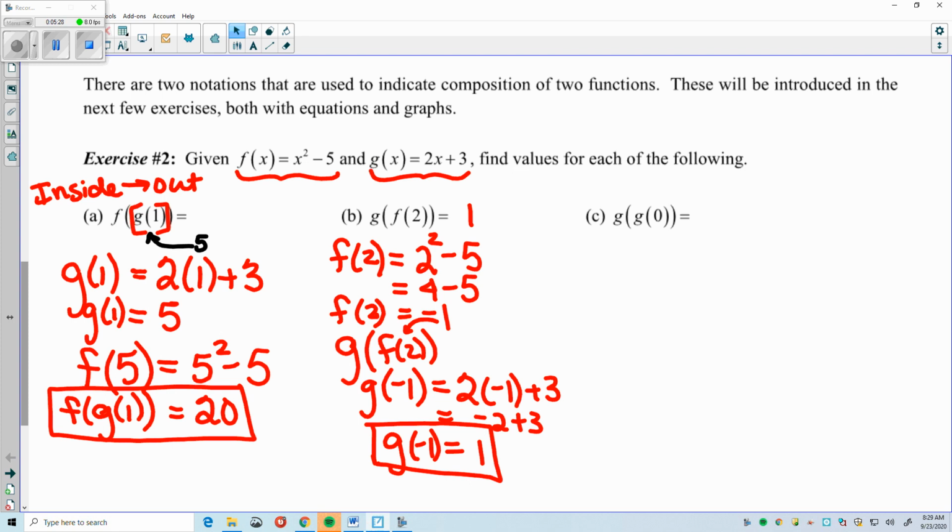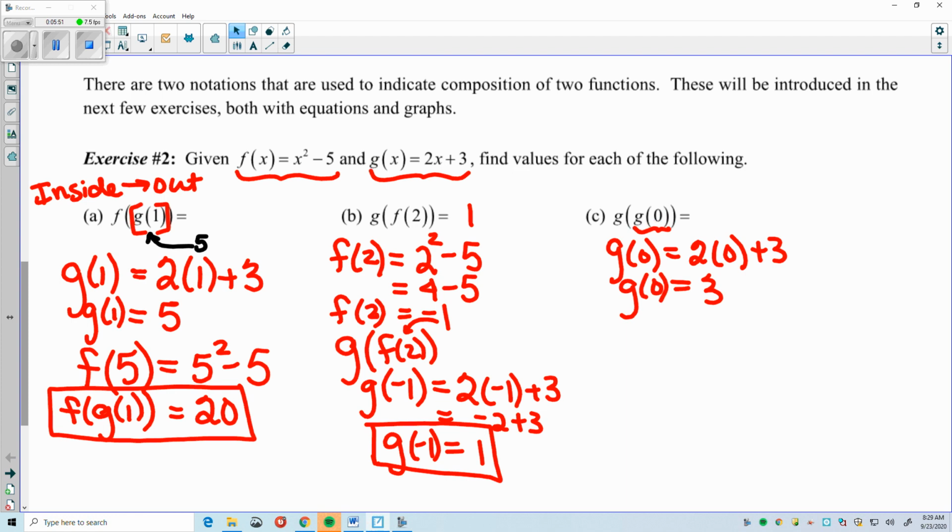Same idea, same notation, but notice we have g of g. So all that means is we're using our g function, but twice. So again, first thing I want to do is evaluate the g function at 0. So I take 0, I plug it in. 0 times 2 is 0 plus 3, I get a 3. So the g of 0 is equal to 3.